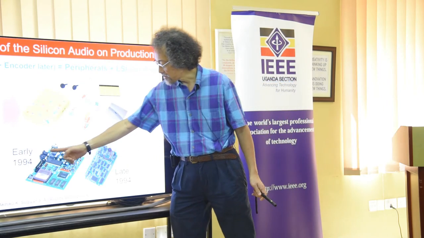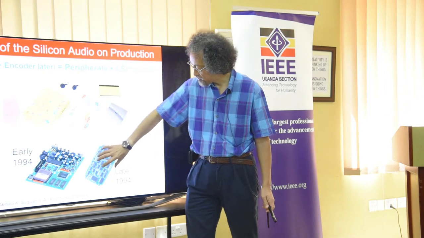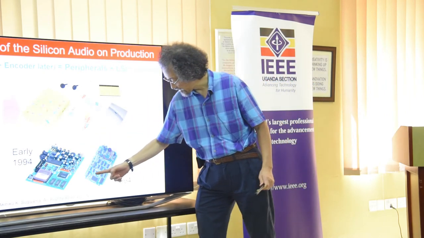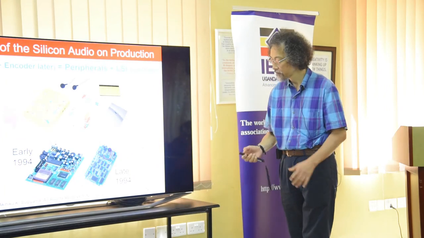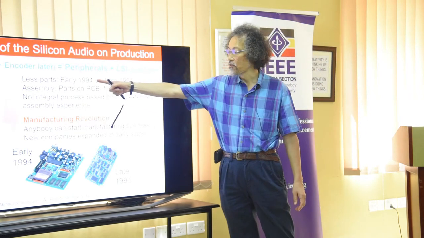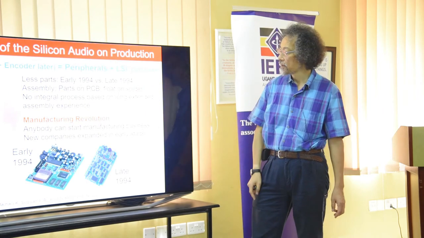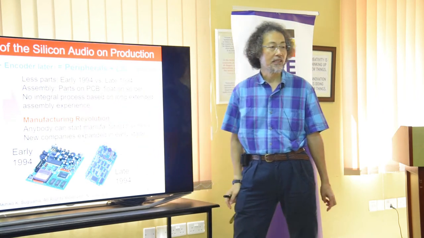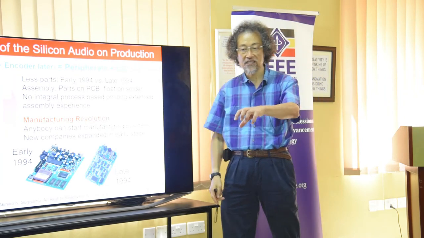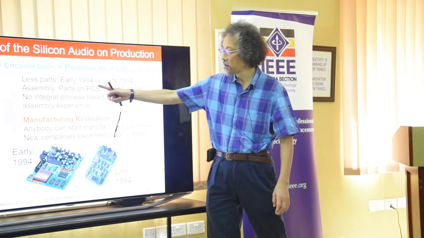So in the early 90s, the first version looked like this. This is the second version, but this is much smaller than this. So it's simpler because of this dedicated audio decoding chip. So that means when you compare the first version and the second version, there are fewer parts in the new version. And the assembly is very, very simple in this case. All they have to do is to place discrete parts, including the dedicated LSI chip, on the PCB board.